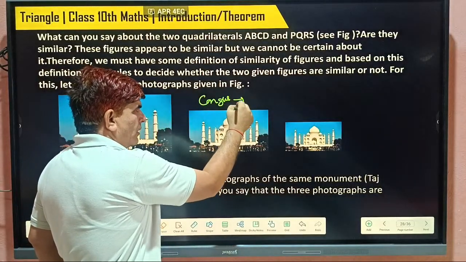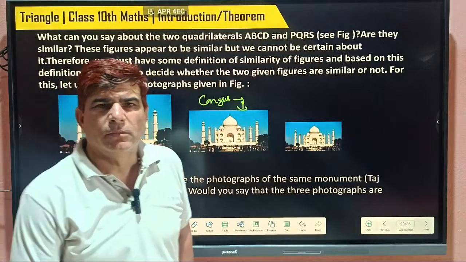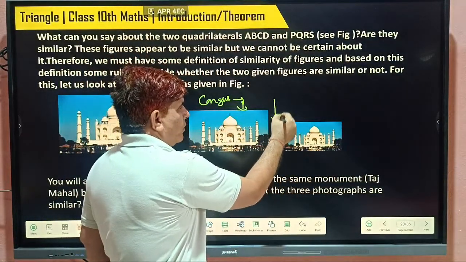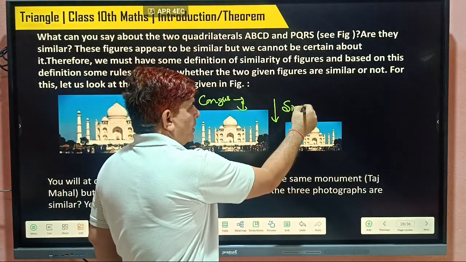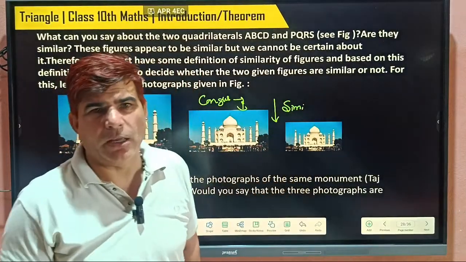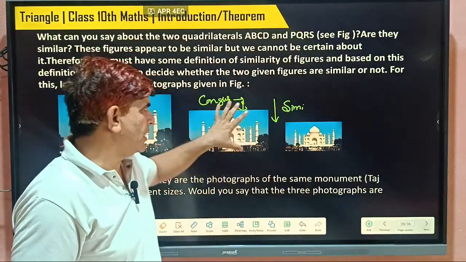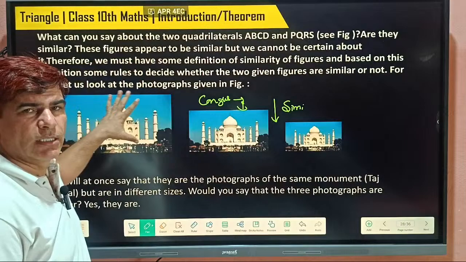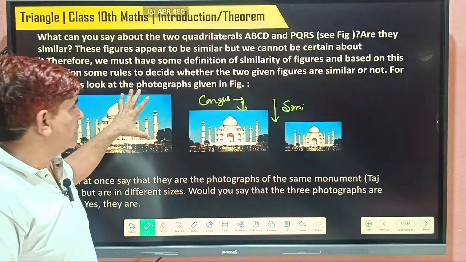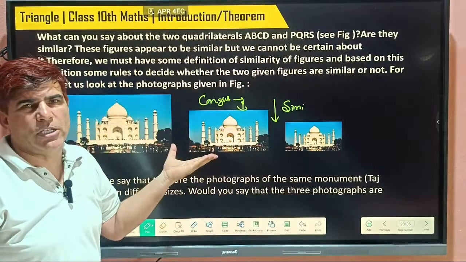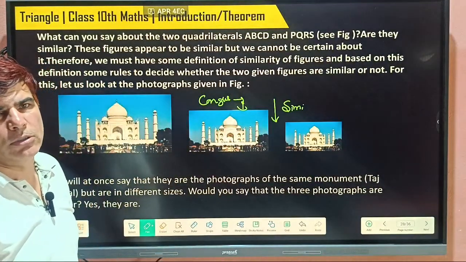But what property are they satisfying? They are satisfying the property of similarity. Similarity says shape same, size may be different. Its size is less than this, and its size is less than this. And this is the definition of similarity: shape is same, size may or may not be the same.